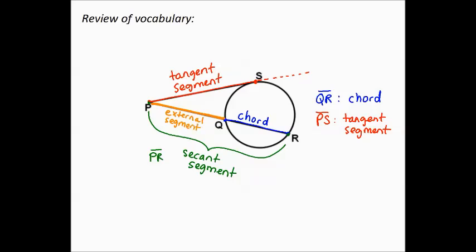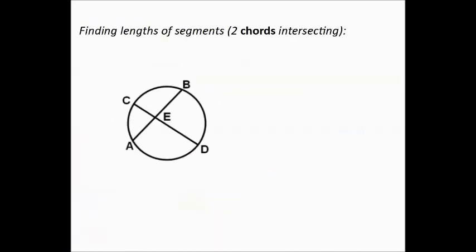So here you see we're using vocabulary that we already know, just applying it to more specific situations. Our goal, though, is to find lengths of segments. Let's begin with 2 chords intersecting, such as chord AB intersecting with chord CD at point E. Now, ultimately, what's important to remember when you have 2 chords intersecting is the formula that we use.